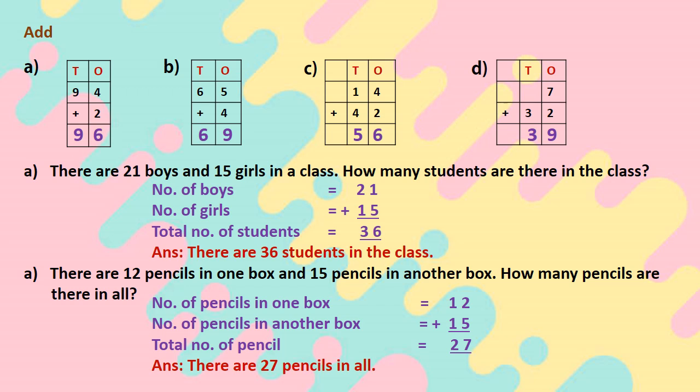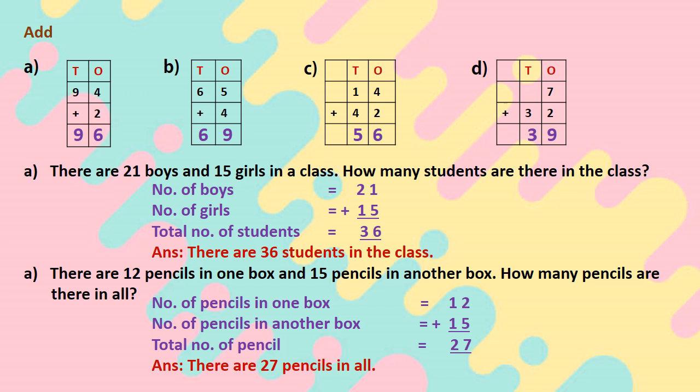In the next sum, there are 21 boys and 15 girls in a class. How many students are there in the class? So first you have to write the number of boys, that is 21, and then you will have to write the number of girls, that is 15. So when you have to find the total number of students, it means you have to add the total number of boys and the total number of girls. So 21 plus 15 is equal to 36.